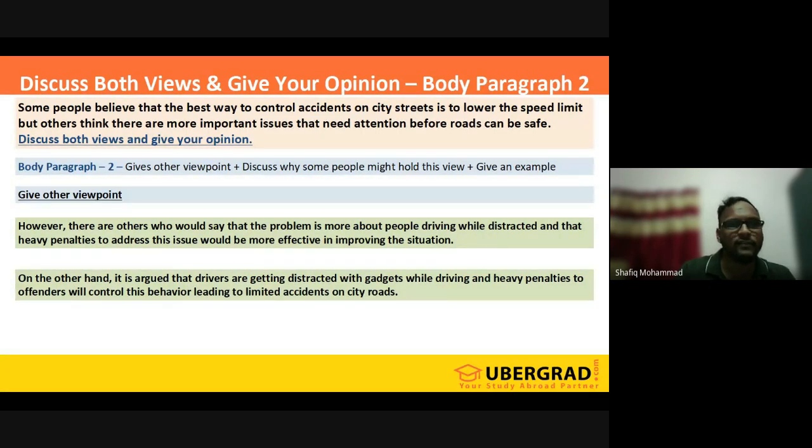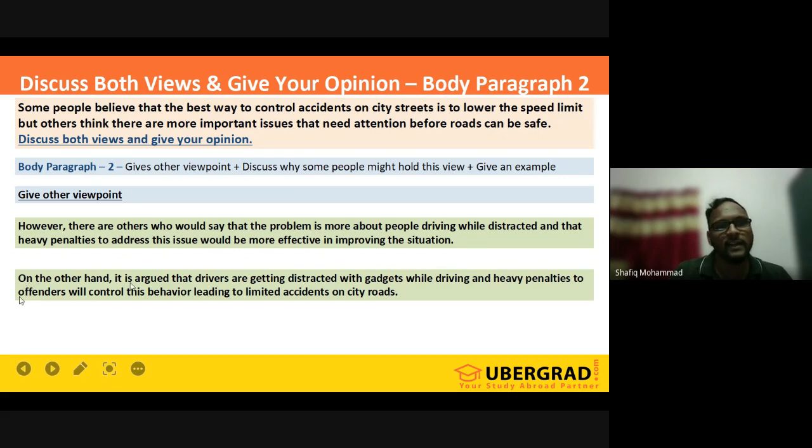So in body paragraph 2, he's giving different viewpoints here. However, there are others who would say that the problem is more about people driving while distracted, and that heavy penalties to address this issue would be more effective in improving the situation. So it's not only about the speed limit; it is also about people who are distracted, or sometimes people even drink and drive, right? So that is something they are doing intentionally, isn't it? People know that we should not drink and drive, but they do it, right?